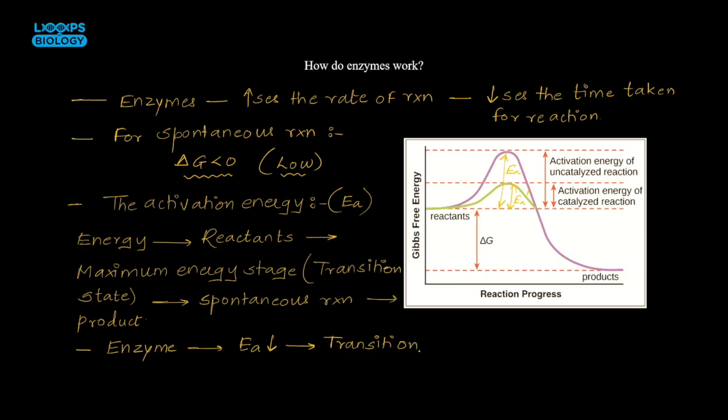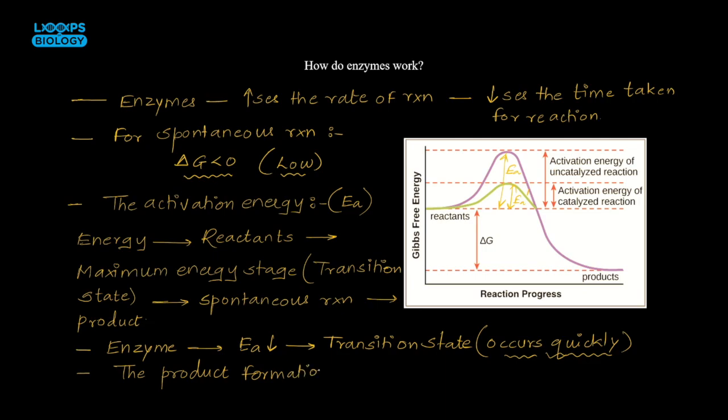The transition state for any particular reaction occurs quickly. So this transition state is acquired very quickly whenever I introduce an enzyme into the system, due to which the product formation takes place swiftly. So the products form at a faster rate whenever I introduce enzymes, due to the reduction in activation energy.